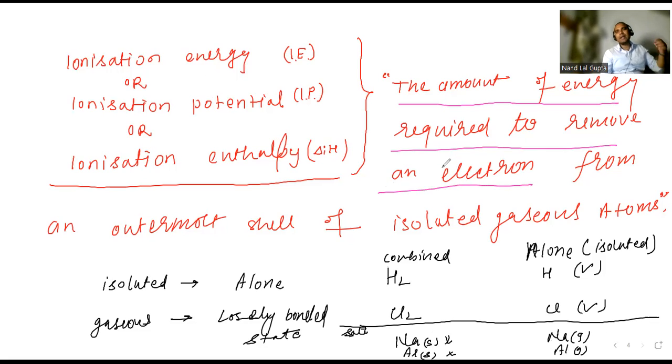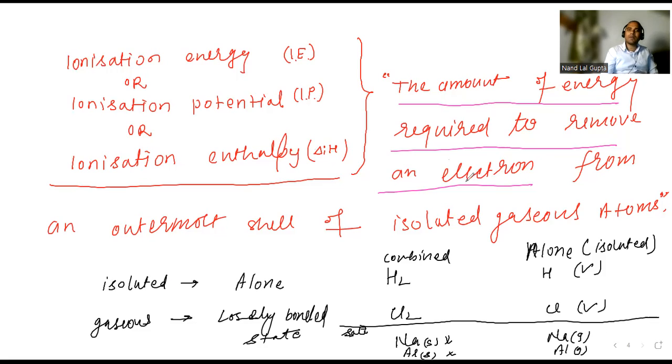To remove an electron, energy will be required because the electron is negatively charged and the nucleus is positively charged. So there is an attraction force between the electron and the nucleus. If you want to remove it, you need to do some work against the attraction force, so some energy is required. That is the energy.